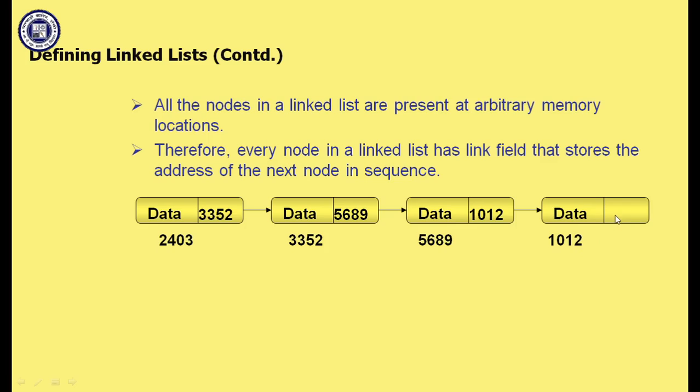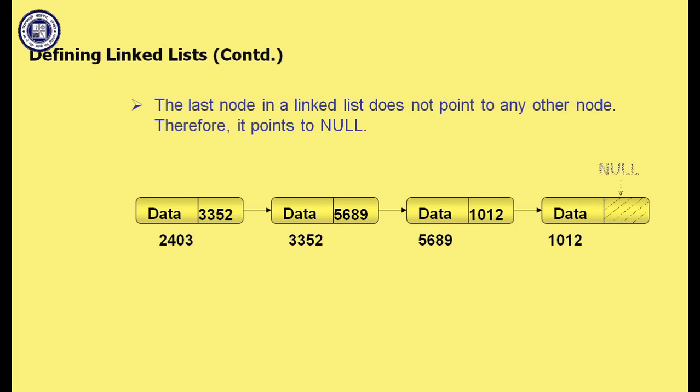Now what about the fourth element, the last element? Since this list does not have any subsequent element, it will be considered as the last element in the list, and its address field will point to null. That is, we do not know the address of a subsequent element, or the list has ended over here.